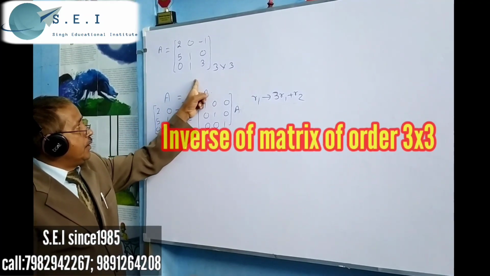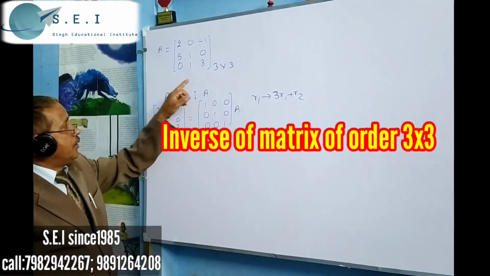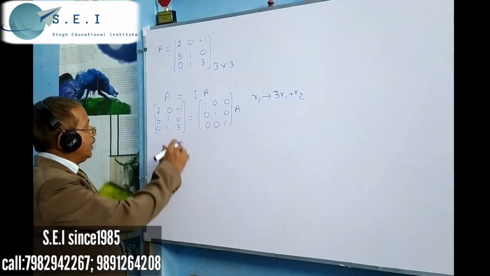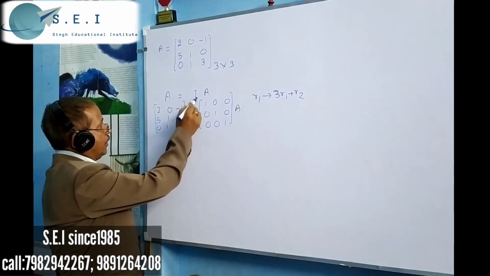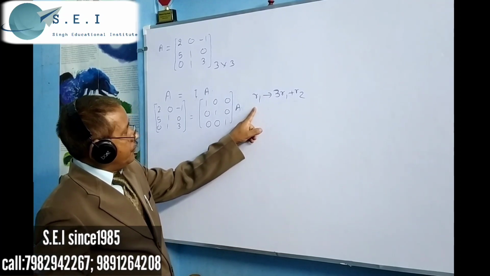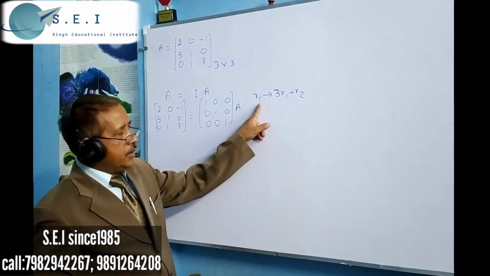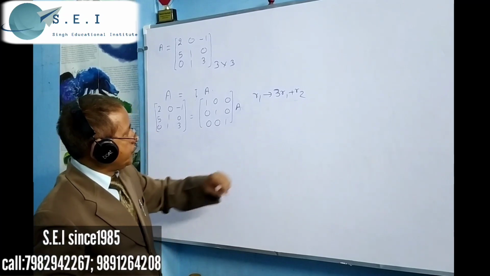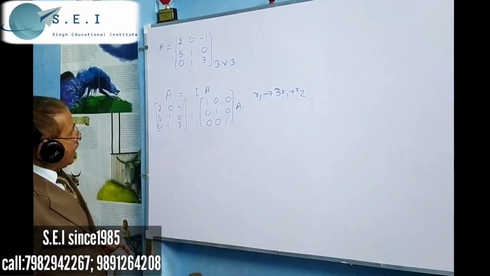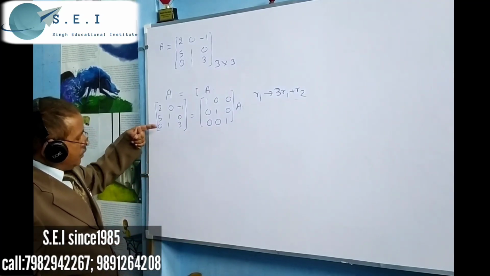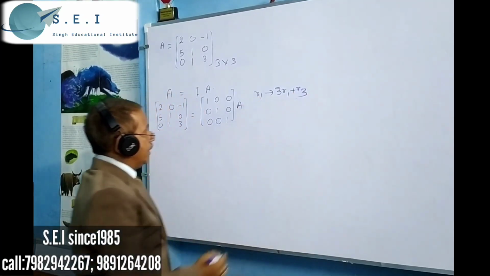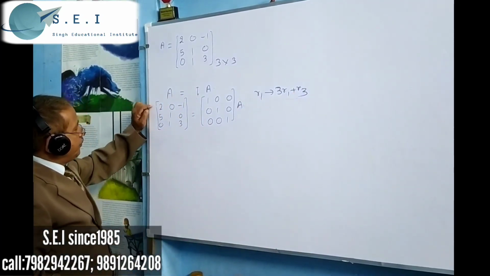We had considered a matrix A of order 3 by 3 and put A in the format A is equal to IA, and performed the first operation, which is R1 is equal to 3R1 plus R3. It means each term of row 1 is multiplied by 3 and row 3 is added to its corresponding term.